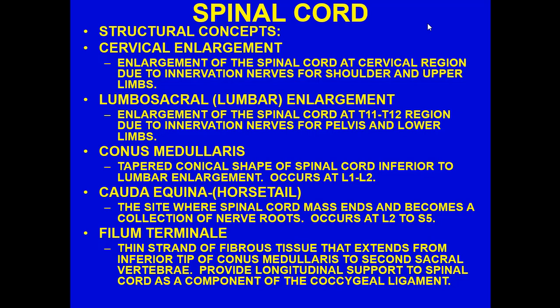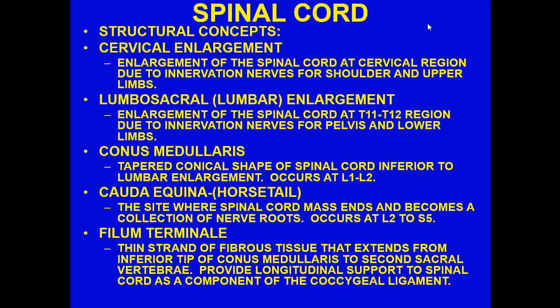The spinal cord doesn't go all the way down to around the coccygeal area in the sense of a large cord or mass. Actually, what happens is it tapers off. This tapering off is referred to as the conus medullaris. It's a tapered, conical shape of the spinal cord. Now, this is inferior to the lumbar enlargement. It occurs at L1 or L2.